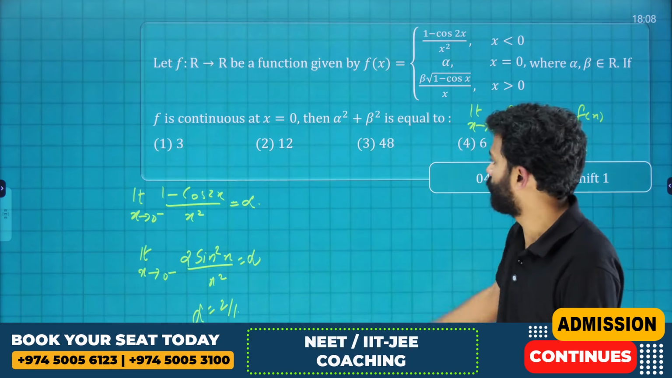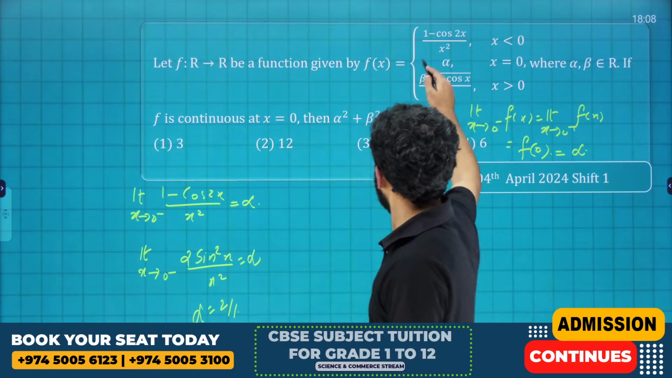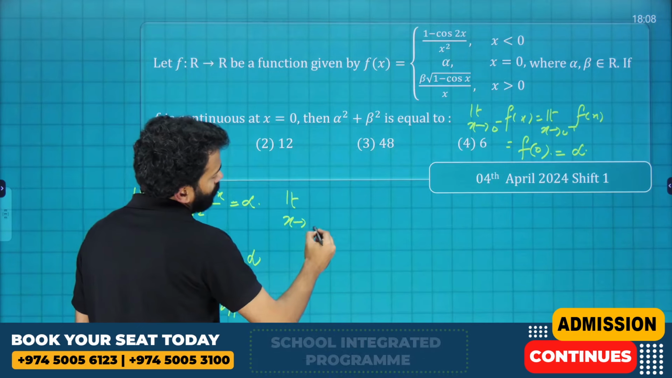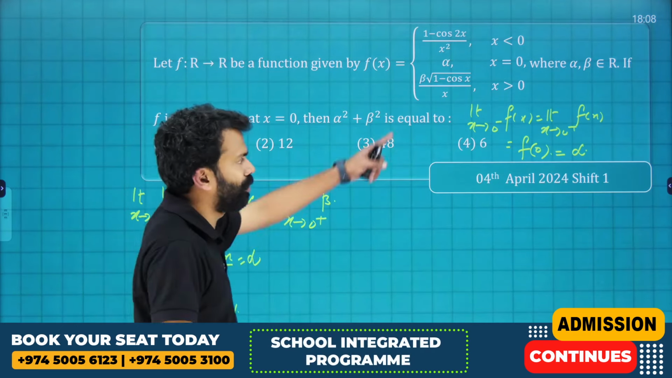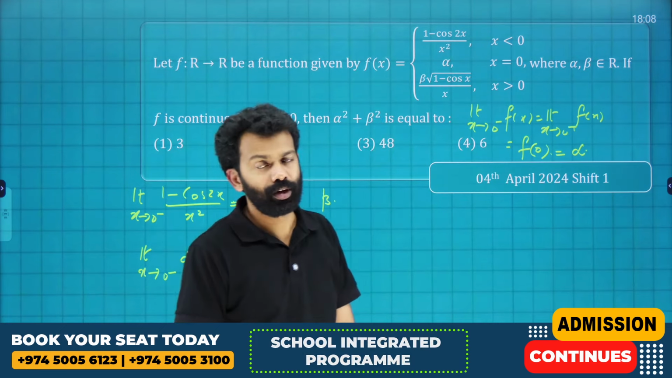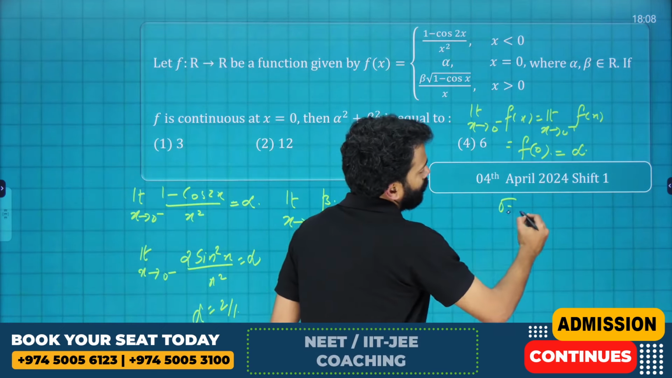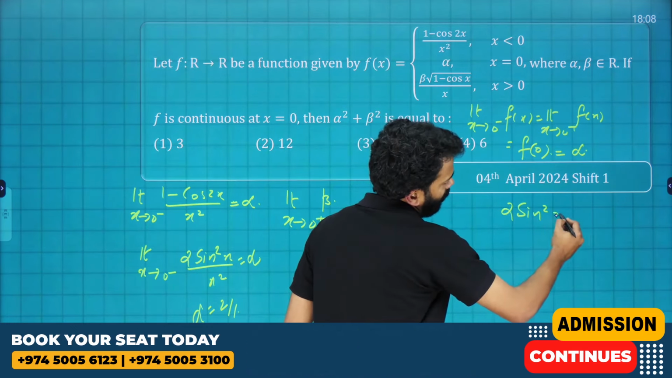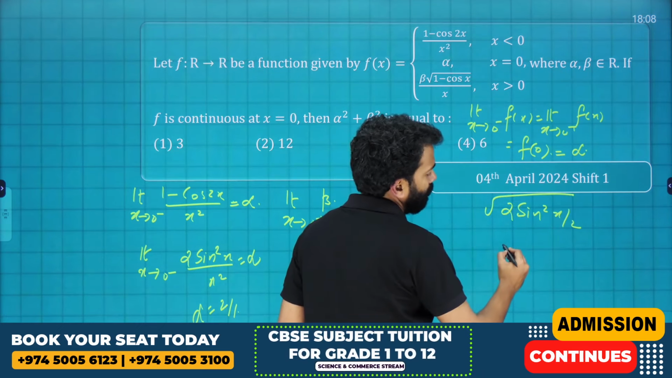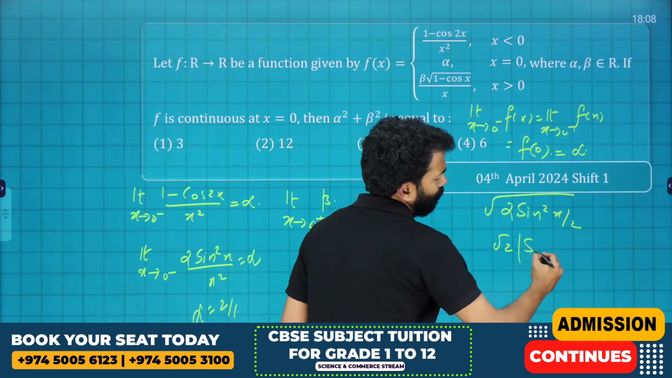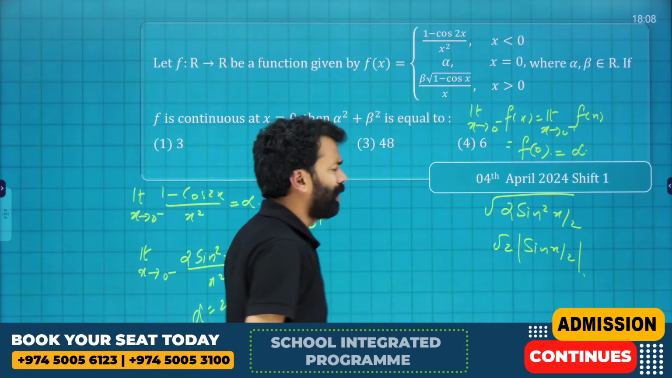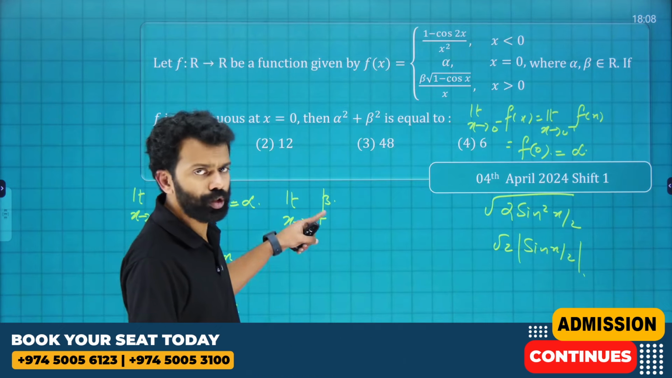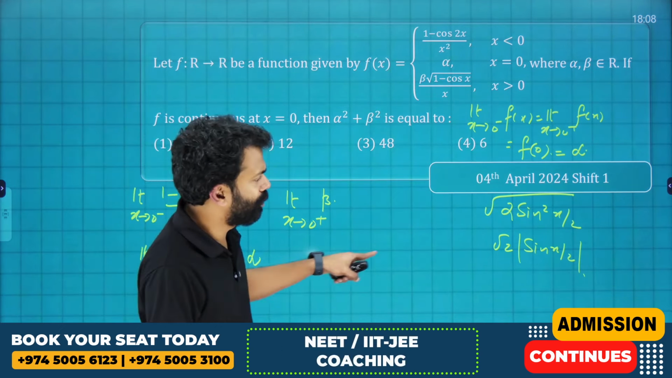We need to find the value of beta square also. I think it's doable. So we can operate from this one. Therefore, the right hand limit is limit x tends to 0 plus beta into root of 1 minus cos x. See, what is 1 minus cos x? 1 minus cos x is 2 into sin square x by 2. If we apply square root here, it becomes root 2 into mod sin x by 2. But we don't have to bother about the sign for now because x tends to 0 plus, that is, it is lying in the positive range, therefore it will be positive.